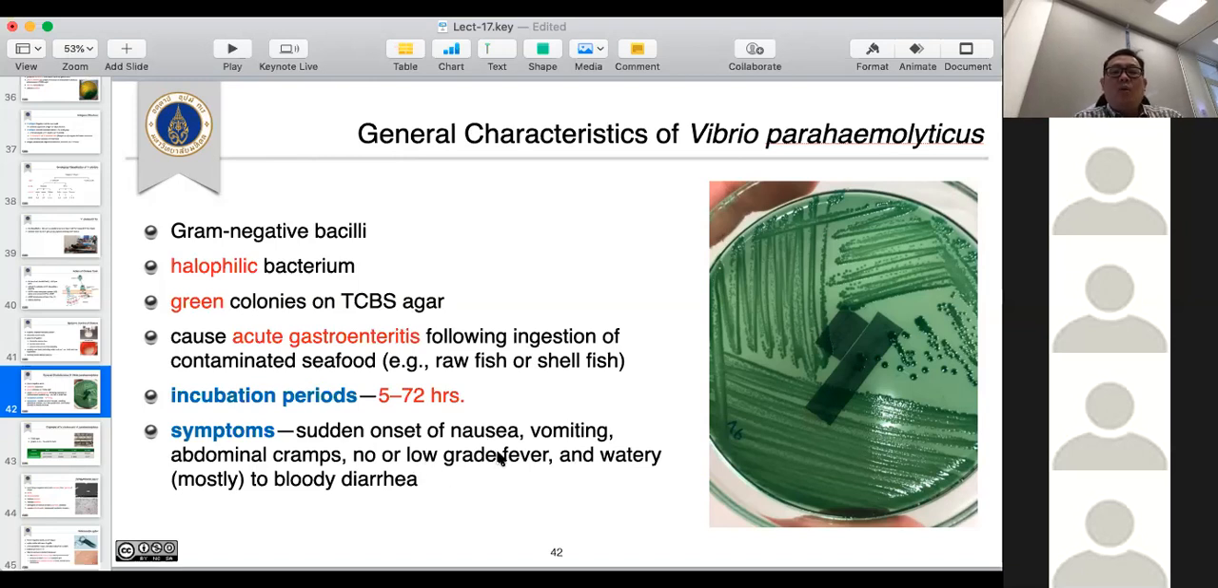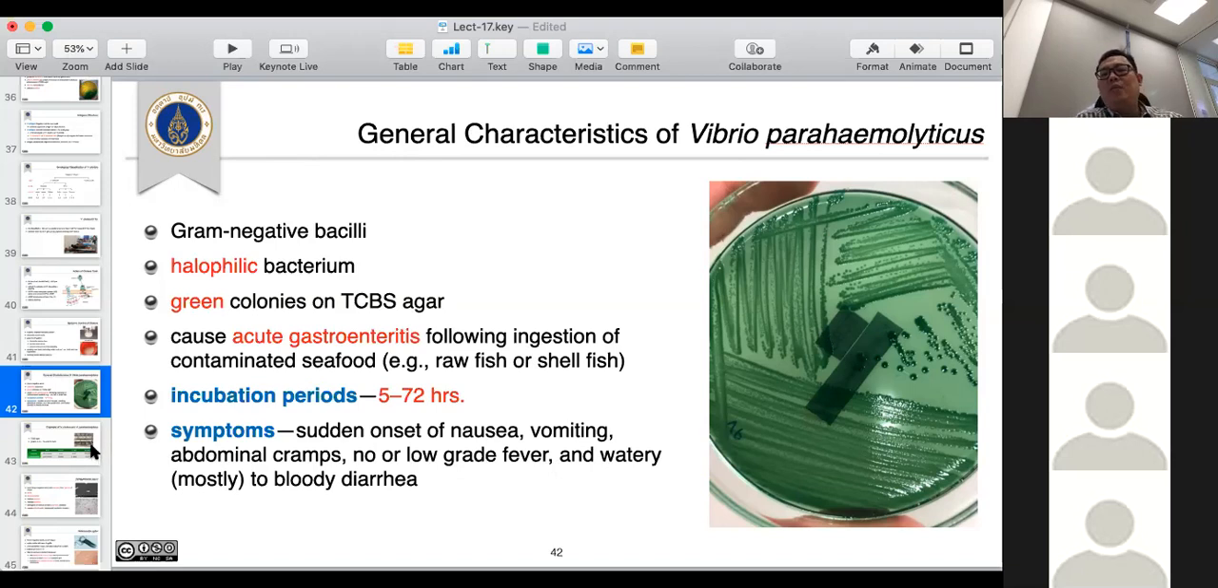You probably get nausea and vomiting a lot. Maybe low fever, unlike cholerae. Cholerae is high fever. You get watery diarrhea, or in severe cases, probably get bloody diarrhea.